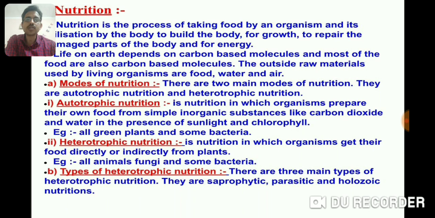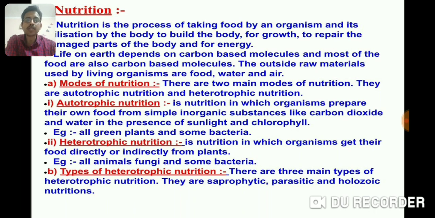Autotrophic nutrition is nutrition in which organisms prepare their own food from simple inorganic substances like carbon dioxide and water in the presence of sunlight and chlorophyll. Examples of organisms which can synthesize their food by autotrophic nutrition are all green plants and some bacteria.